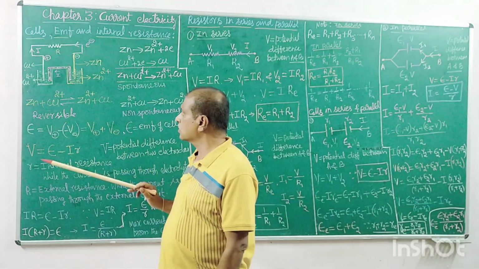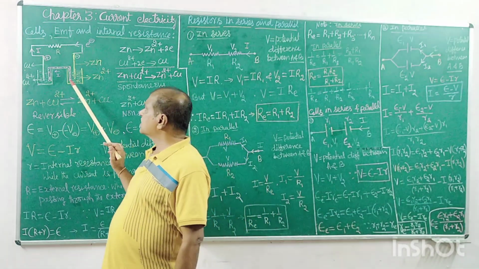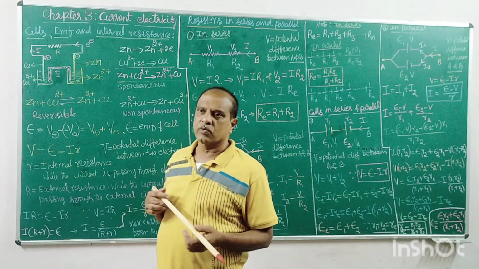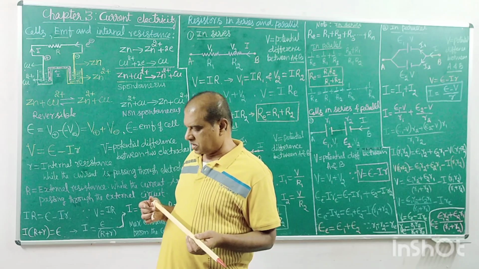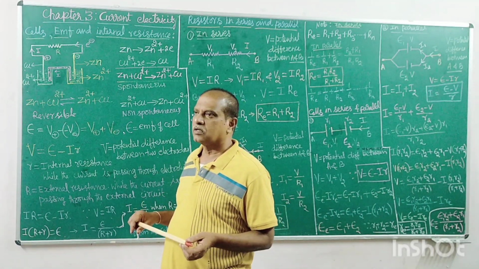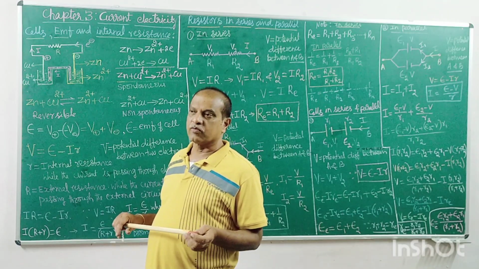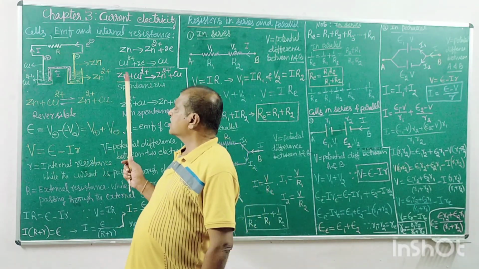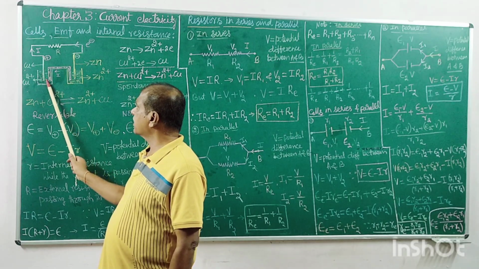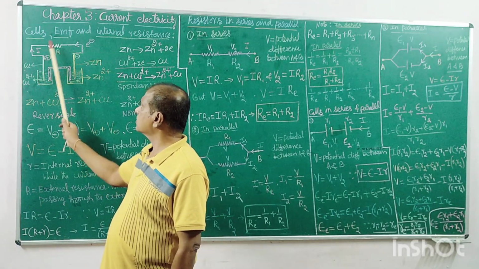Ions are passing through the solution. Ions are charged particles. The flow of those charges will also cause electric current. So the direction of electric current in the solution is from here to here. This is the direction of electric current, like this.